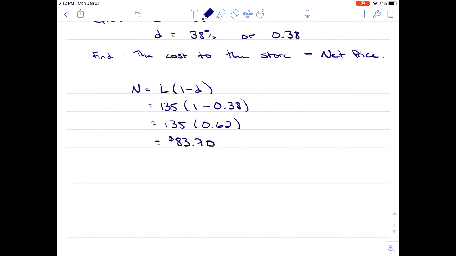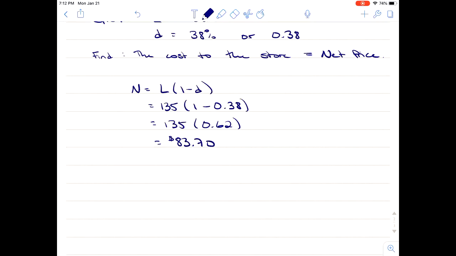8370. But remember, you're going to keep all your decimal places until the very end. And if you're talking money, that's the only time that you can round it to 2 decimal places, right? Or should round it to 2 decimal places. So, any questions about that one?